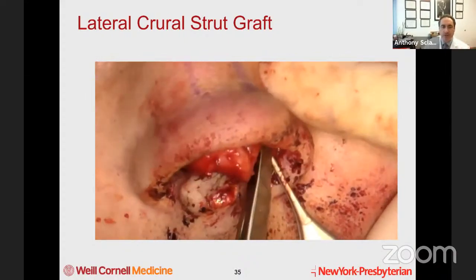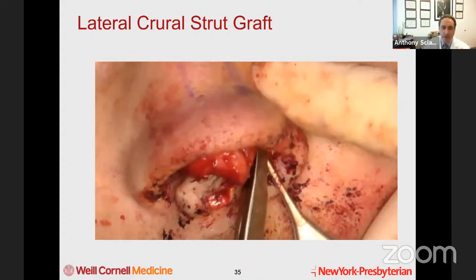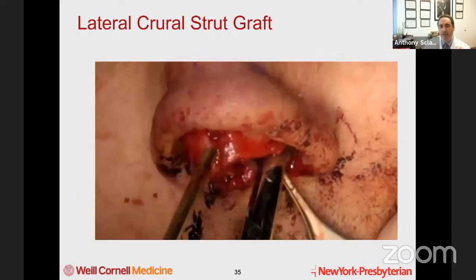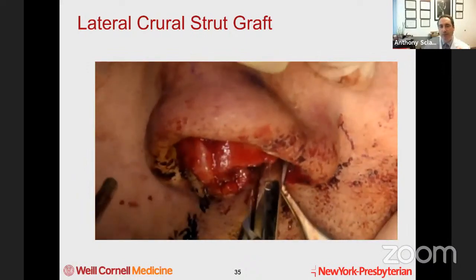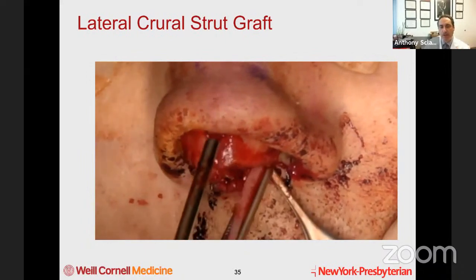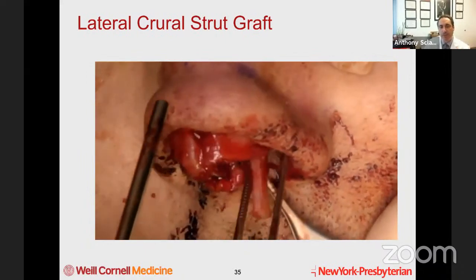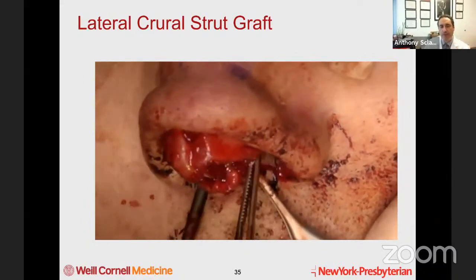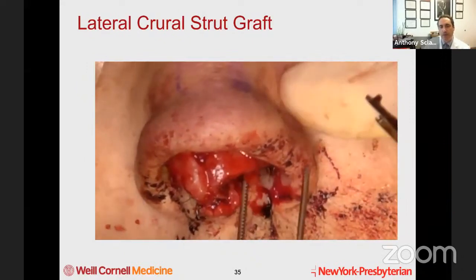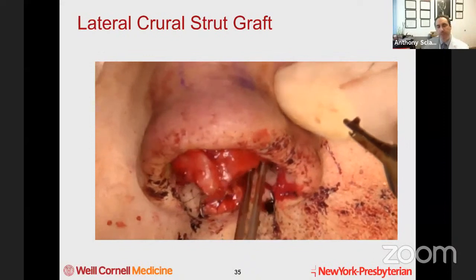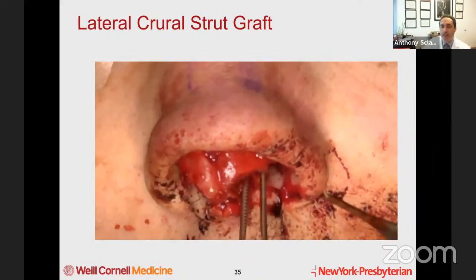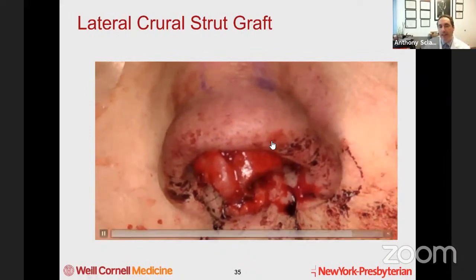I've already harvested some cartilage, narrow, thin little grafts. Once I have that pocket, now you can see it's right up over the piriform. Once I have that pocket, I can put this cartilage graft right into it. And what I'm going to do is suture that up to that lateral crus, so that cartilage becomes part of the lateral crus, and that's going to support it laterally.